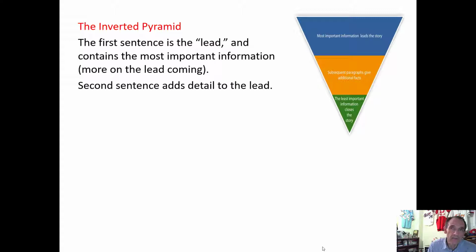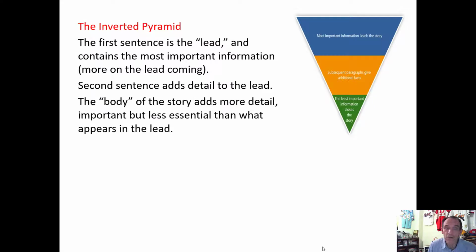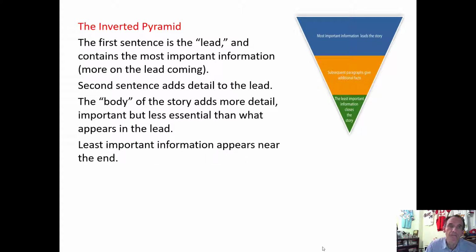It's less essential information, but still important information and relates to the information that's in the lead. The body of the story, as we go down the inverted pyramid, adds more detail. It is important, but less essential than what appears in the lead. So you have to make some judgments as to what's the most important thing in the story. The least important information then appears near the end.